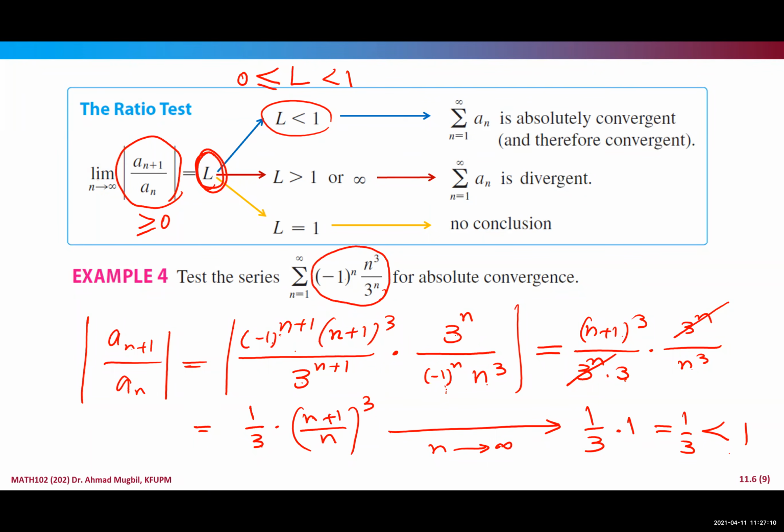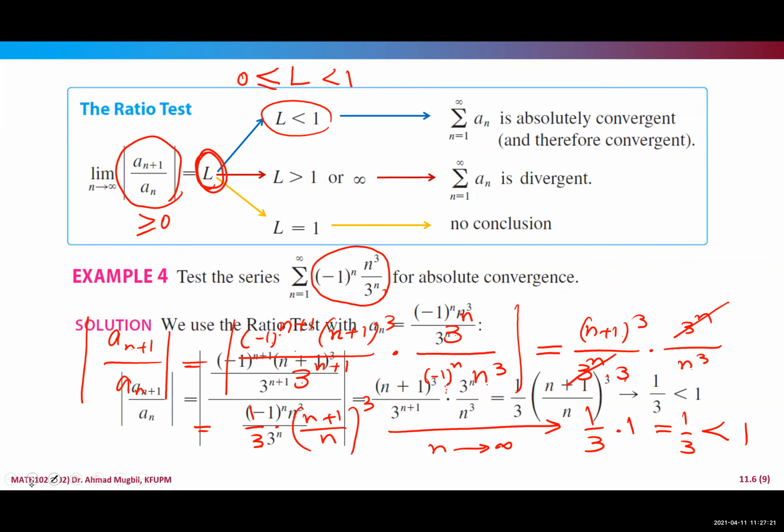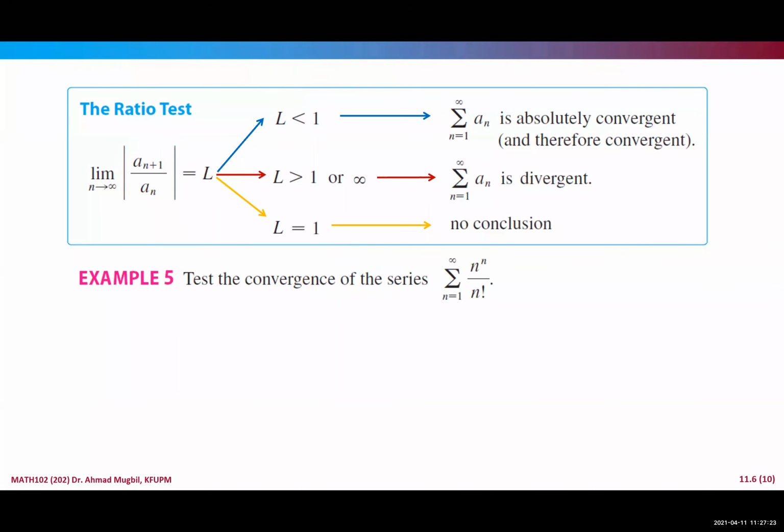So what is the decision here, guys? So this one is what? Absolutely convergent. By which test? By the ratio test. It is absolutely convergent using the ratio test. Let's take another example.